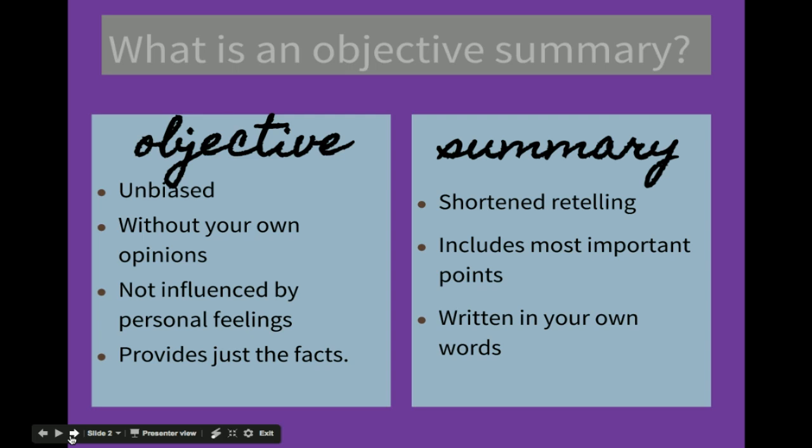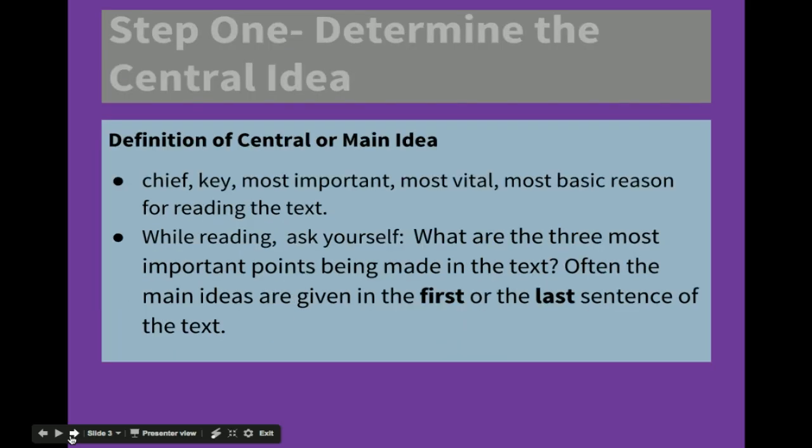It's a summary because it's a shortened retelling of the entire article, and it only includes the most important points written in your own words. So there are 6 steps. The first step is for you to determine the central or main idea of the text that you're reading. This is the chief, most important, most basic reason for reading the text.